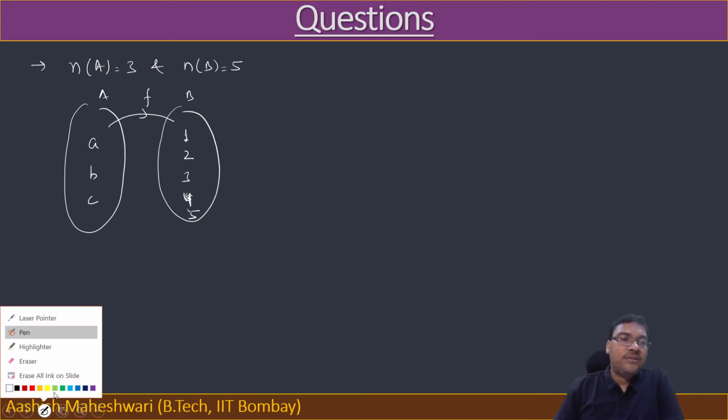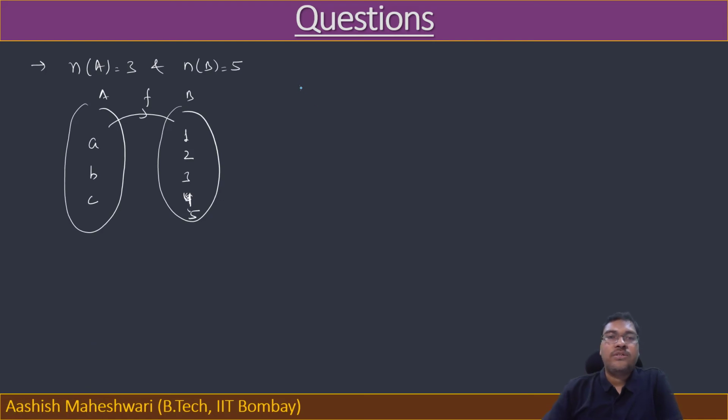Now the question is how many total functions there are. Again, the first element can be mapped in 5 ways, the second can be mapped in 5 ways, and the third can be mapped in 5 ways. So this is 5 raised to 3.